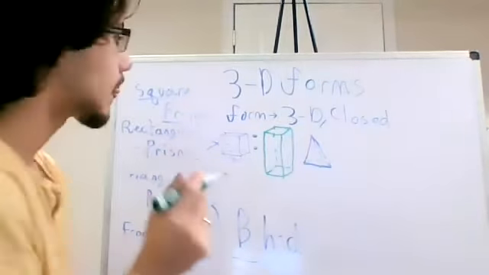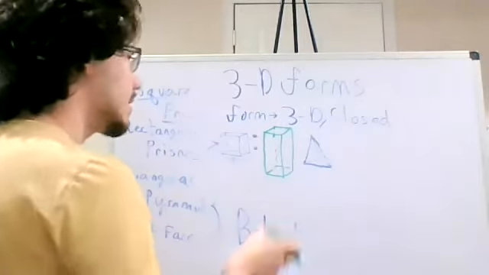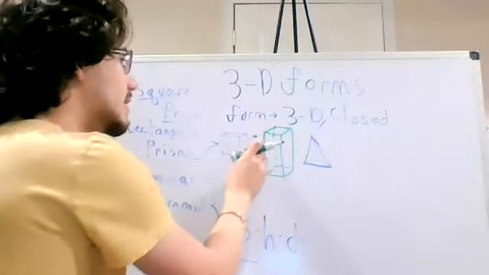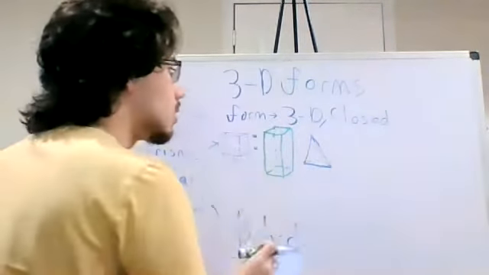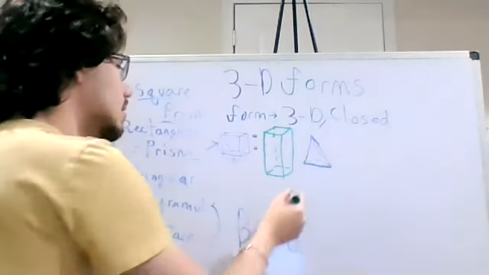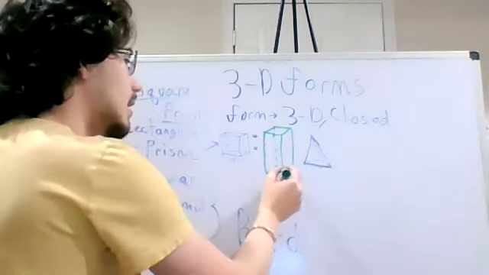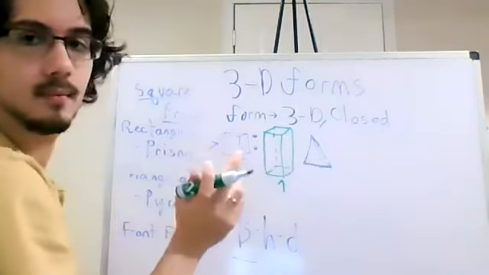So as we can see, this is a prism because we know it's not a pyramid. It's prismatic because we can see that the front-facing sides are all rectangular. And it is a rectangular prism because we can see that the bottom of the form is a base in the shape of a rectangle.